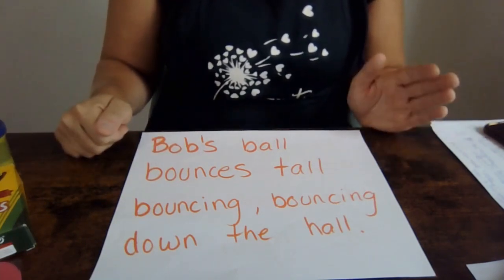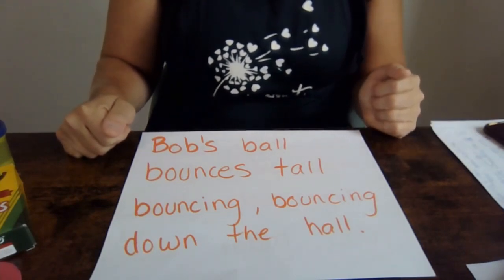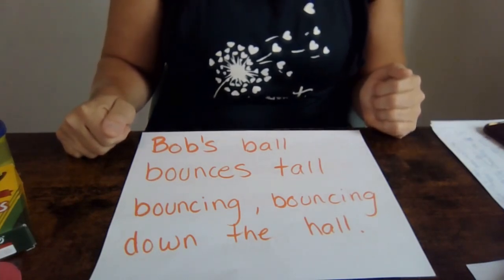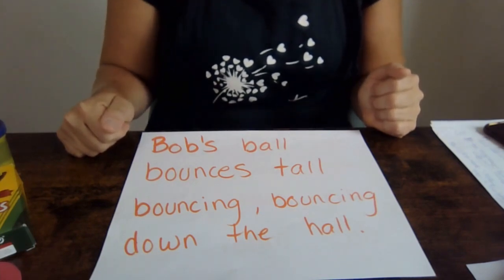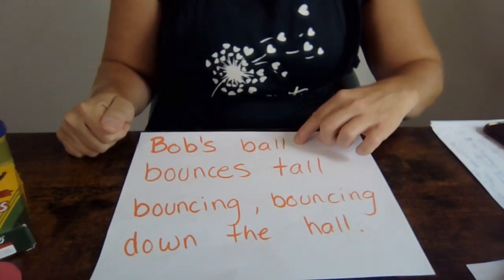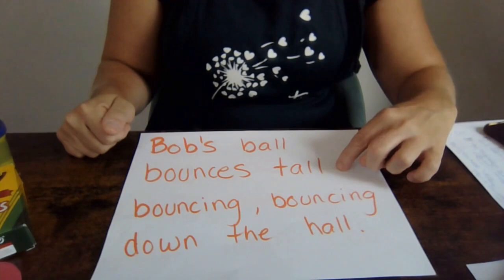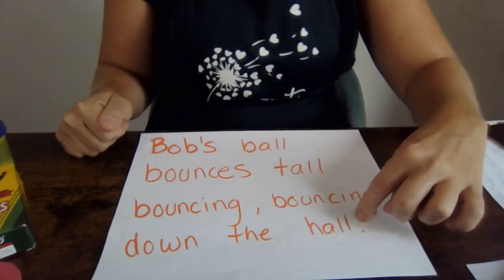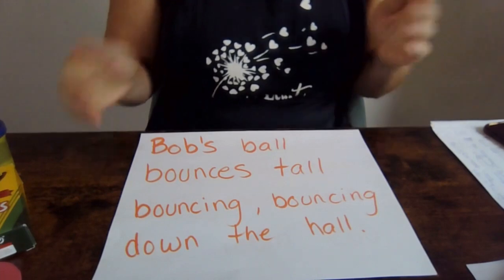Now we're going to listen for rhyming words. Bob's ball bounces tall, bouncing, bouncing down the hall. Did you hear rhyming words in there? Yeah, me too. Ball, tall, hall. Because they rhyme, sometimes it's easier to remember them when you say a poem.